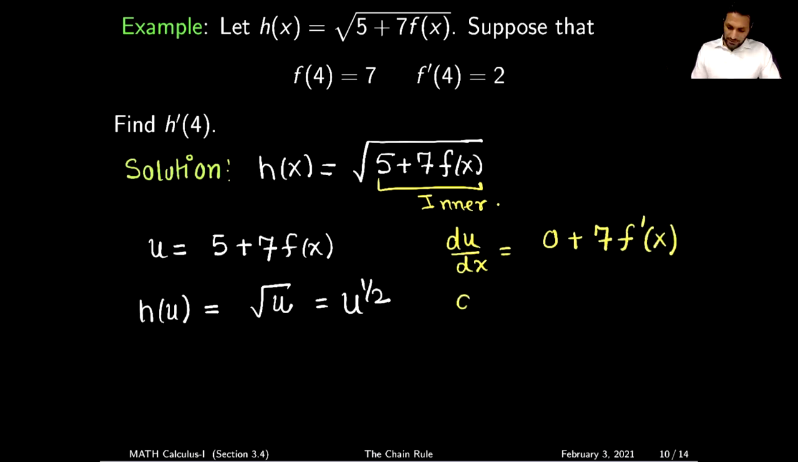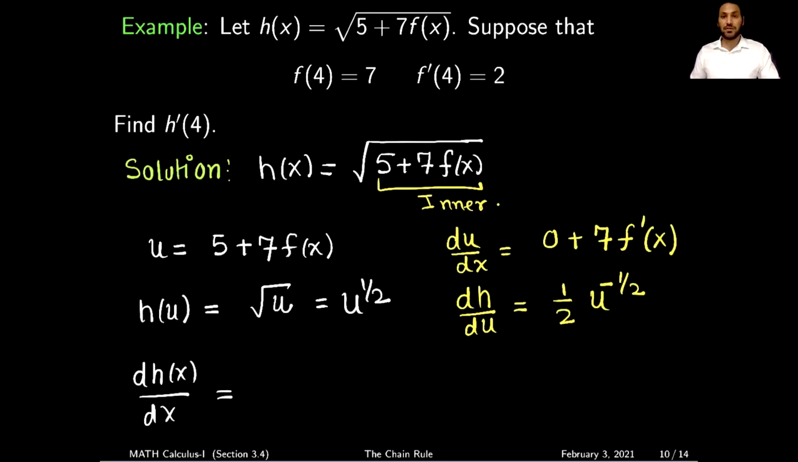And now I will calculate the derivative of the function h with respect to u, because this function now depends on u. So the derivative of this function will be 1/2 u to the power negative 1/2. So therefore the derivative of the composite function h of x with respect to x will be the multiplication of the derivative of dh with respect to u times du with respect to x, or in other words 1/2 u to the power negative 1/2, and then the whole thing is multiplied by 7f prime of x.